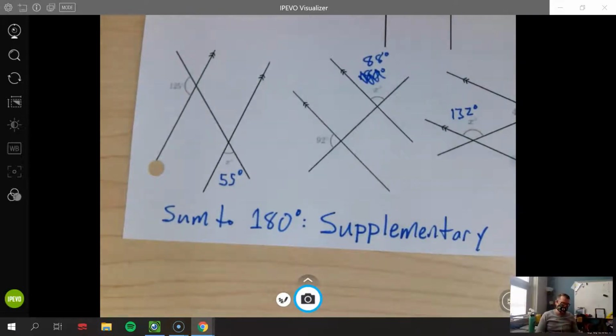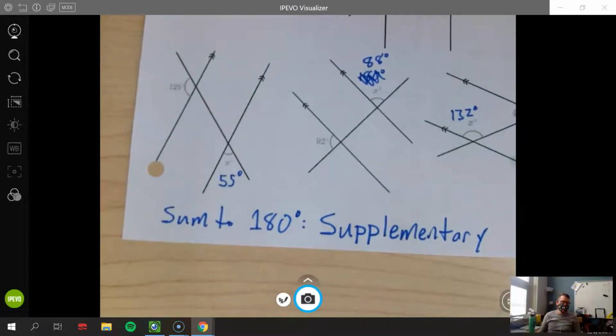Supplementary. Here is how you remember it.